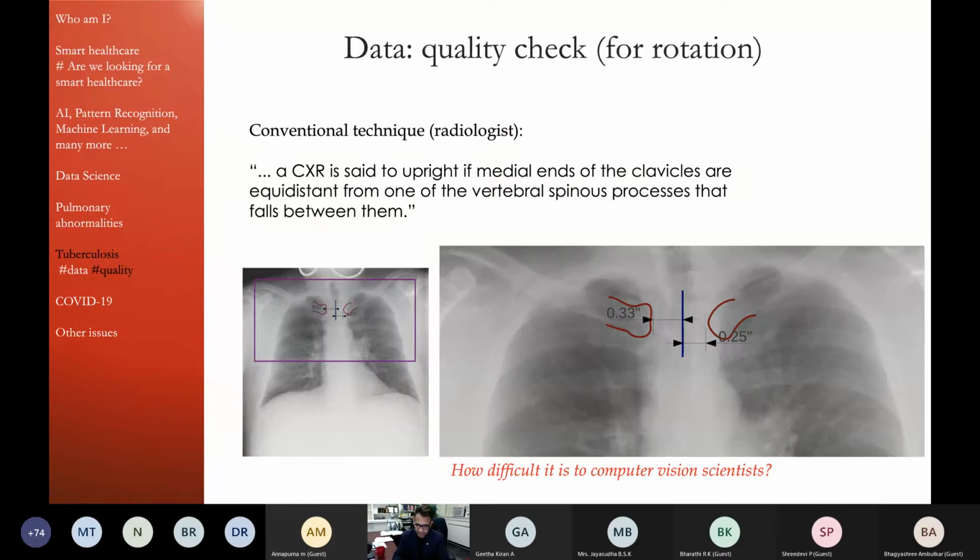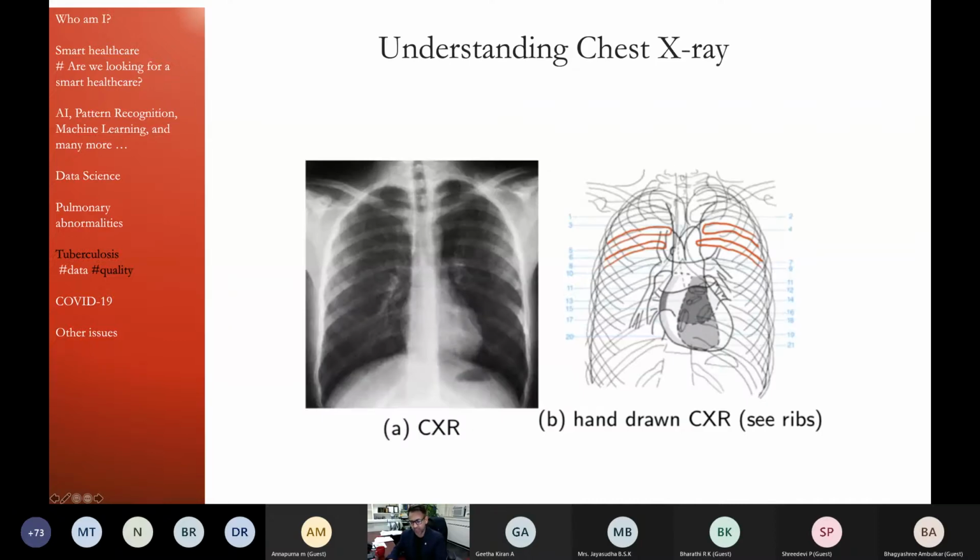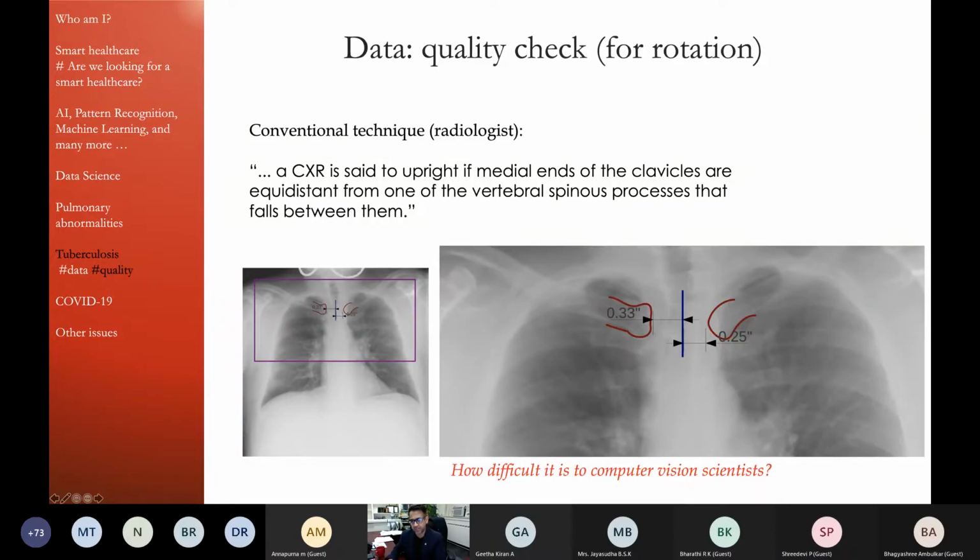The problem is this: if it is not upright, then you basically cannot do things. So how difficult is it? If it is not upright, how am I going to do it? The radiologists tell you that you have to have the spinous process in the middle, this blue line, and you also have to detect the clavicle heads, and the distance from one clavicle head to the middle of the spinous process, and vice versa, they have to be equidistant.